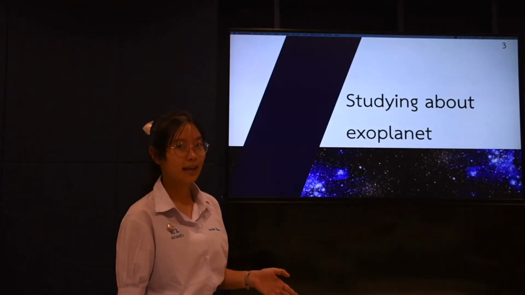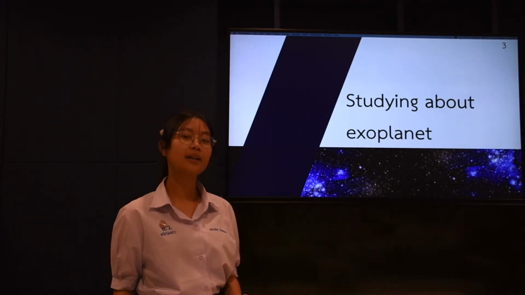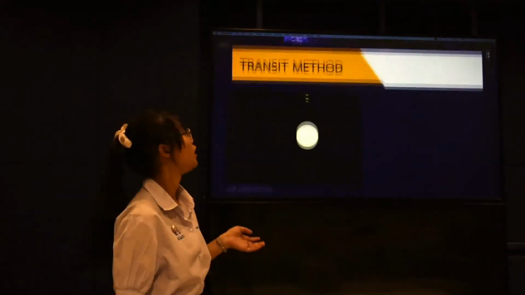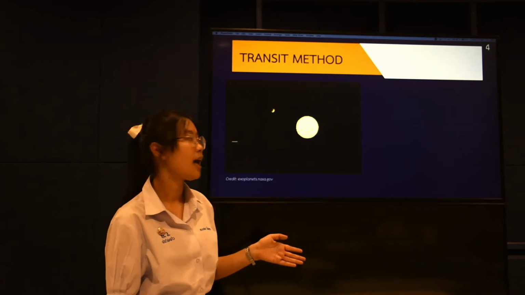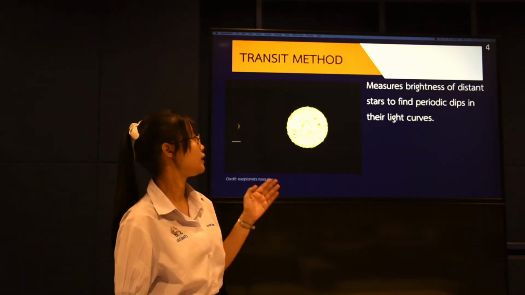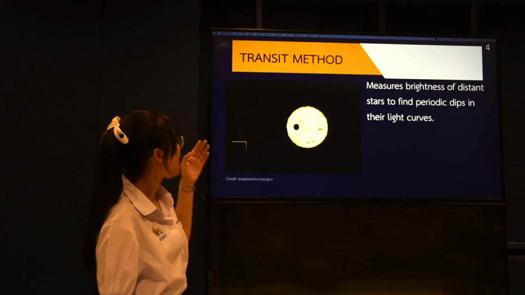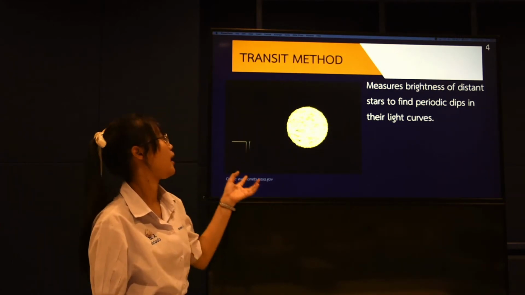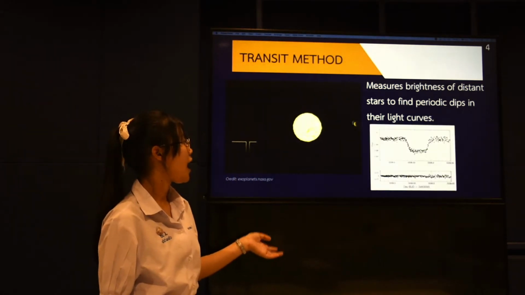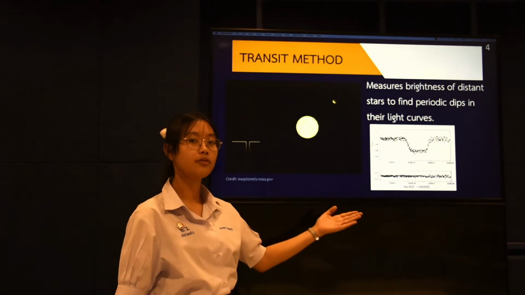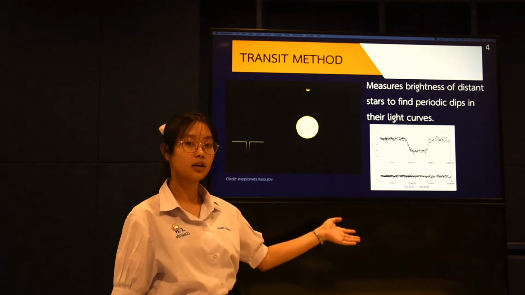Studying exoplanets has several methods, but the basic method is the transit method. The transit method is the photometric method that measures the brightness of the distant star to find the periodic dip in its light curve. This shows the result when the planet passes in front of the star. And this is an example of the result that we got from the transit method, called the light curve.